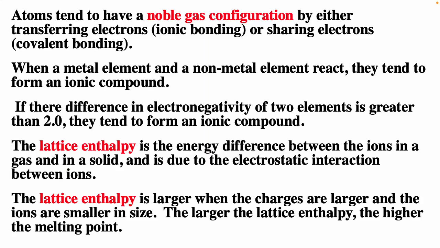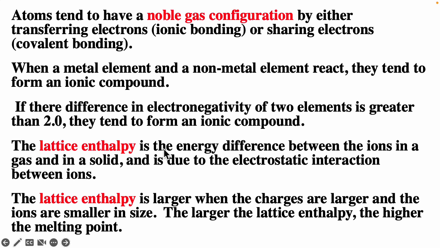And it all started because atoms tend to get a noble gas configuration by either losing, gaining, or sharing electrons. Metal elements tend to lose, non-metal elements tend to gain electrons. Now, we mentioned a while ago that electronegativity is important because we can use it to determine the type of bond two atoms would form. One way of thinking about it, a metal plus a non-metal will typically form an ionic compound. Another way of looking at it is if the difference in electronegativity of two elements is greater than 2, then they tend to form an ionic compound.